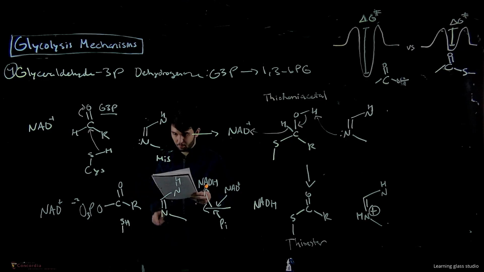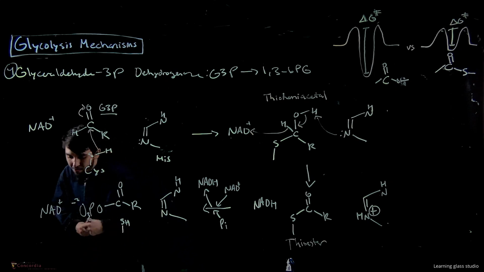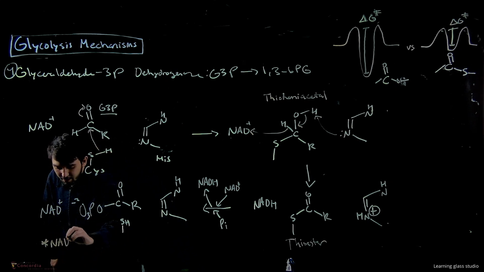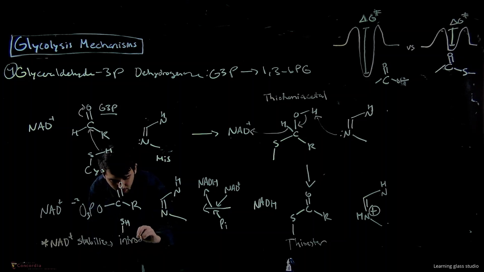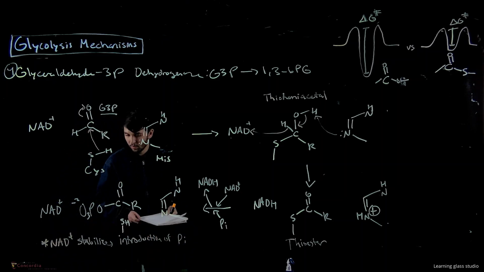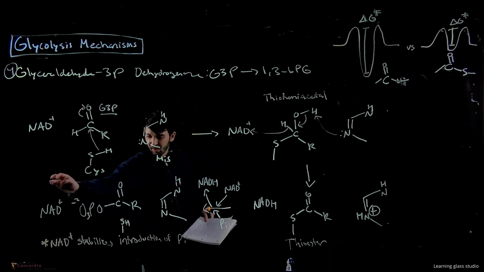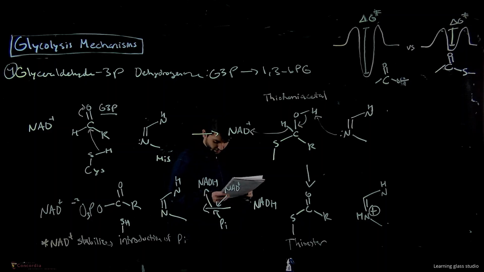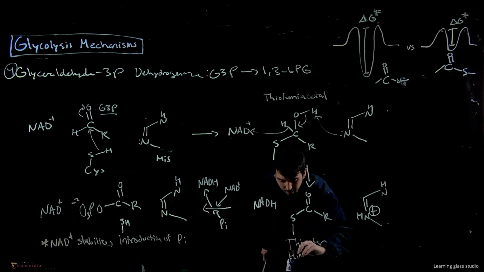So the NAD+ here is important in this last part because, oh my goodness, this marker's bad. There we go. NAD+ stabilizes the introduction of the phosphate group. Okay, so that is why the NAD+ is here, because it makes it so that this phosphate is more stable. You have a positive charge next to a negative charge there. The last thing to note here is that this thioester is high in energy, as I've been saying.